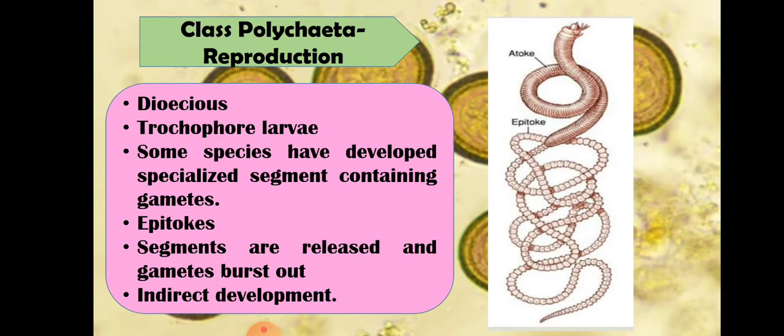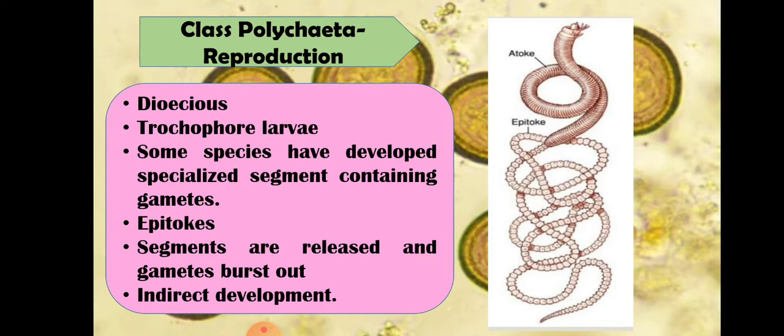So, the next one is class Polychaeta reproduction. So, when we talk about this class, we're going to talk about the reproduction because it's a little bit different from what you may think of an earthworm. So they are dioecious, and they have something called trochophore larva. So this is a little cylindrical kind of larva. So some of them also develop specialized segments containing gametes.